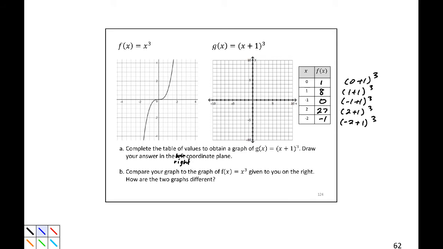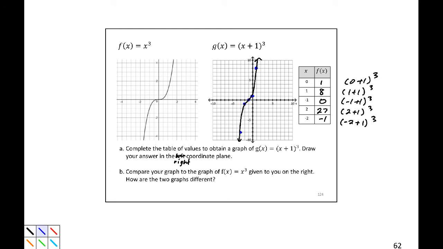So let's plot these points. 0, 1 is my first point. I have 1, 8. I have -1, 0. I have 2, 27, which I cannot plot, and I have -2, -1. Now, if I were to fill in a value of -3, I believe it would also be at -8. -3, -8 here, and so I'm going to graph this by connecting my dots there, filling in the pattern.